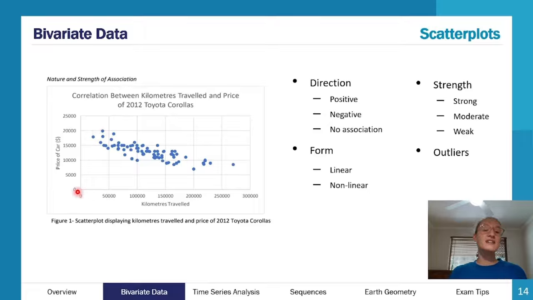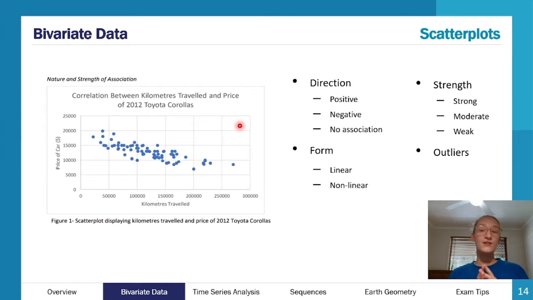So we can see that that's telling me that as the kilometers traveled increases, the price of the car decreases. So that's what our negative relationship is. As one variable increases, the other variable decreases. Whereas in a positive relationship, as one increases, so does the other. And that's how we get that positive relationship.